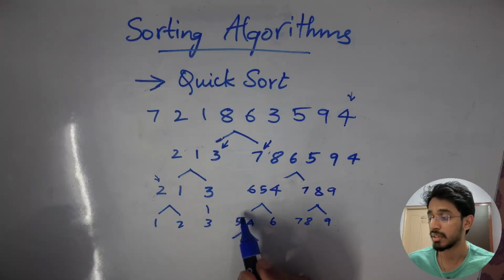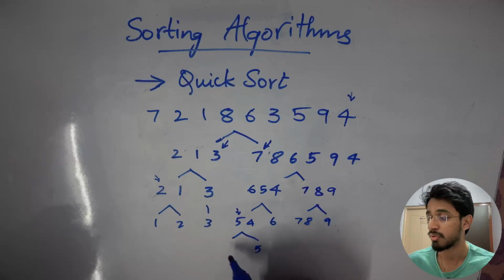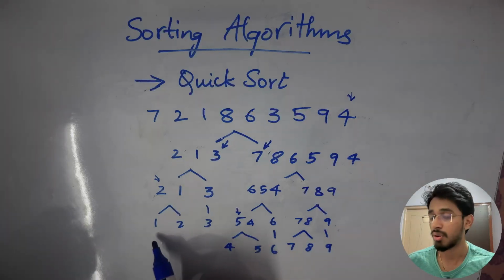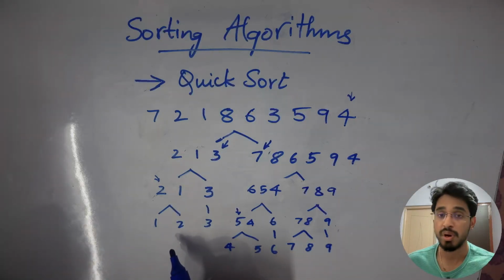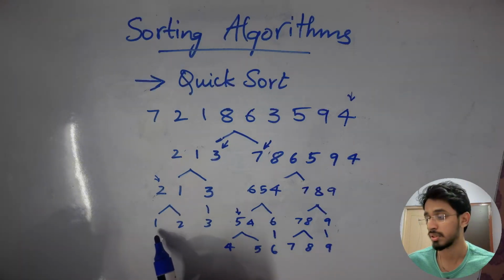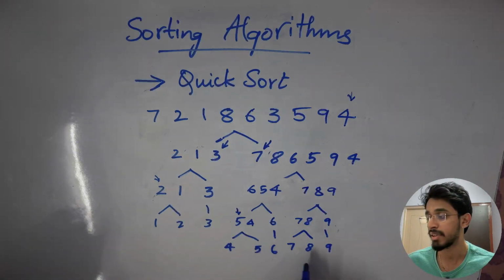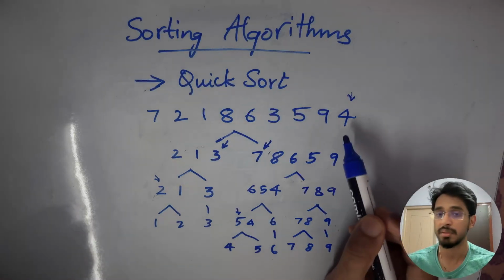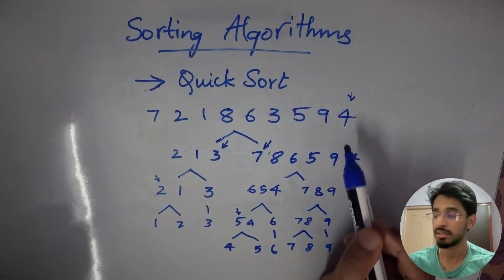Here we can consider 5 to be our pivot. So 5 comes to the right and 4 comes to the left. Then we have 6 here, and then 7 and 8, and then finally 9. Finally, when all the elements are split, where we just have one element within each subarray, we see that our numbers are sorted: 1, 2, 3, 4, 5, 6, 7, 8, 9. I hope you understood. Let me just recap. First we consider the pivot element, and then create the left and right subarrays.